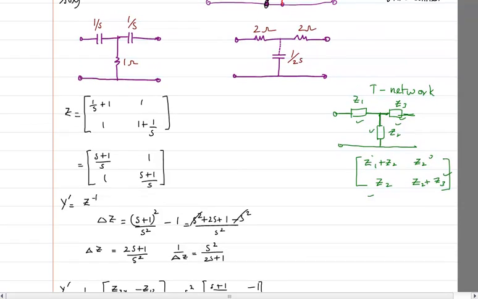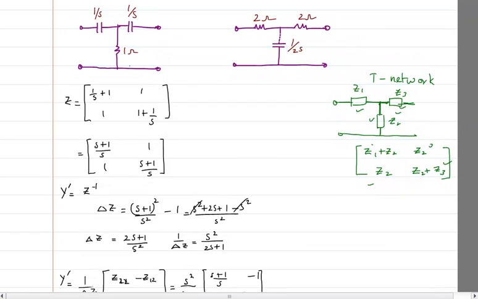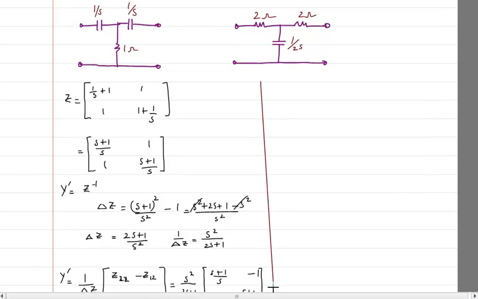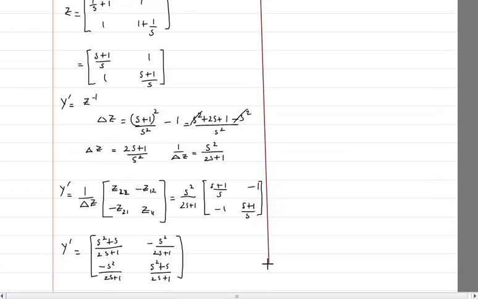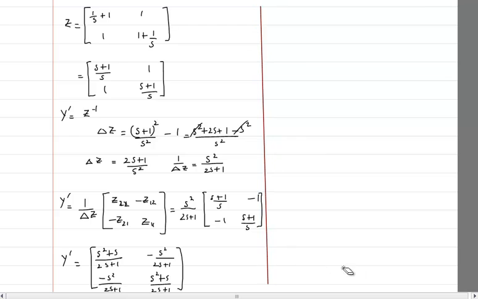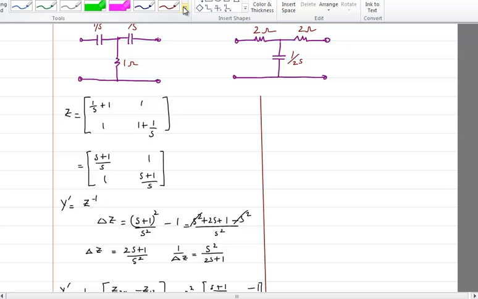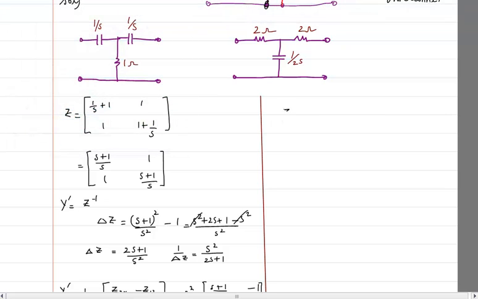Now I can similarly find out the y parameter of the second network. So let me draw a line. First I will take off this shortcut, and now I will draw a demarcation line, because I do not want it to be confused. So now for the second network, again we can start by writing what is z, because it's a T-shaped network. I can directly write it is going to be 2 plus 1 by 2s.